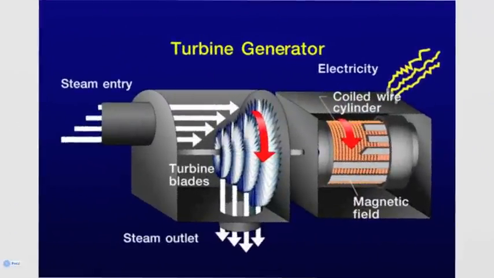And that is just the basic diagram of a turbine generator. As you can see, the turbine is connected to the generator, which finally produces the electricity.